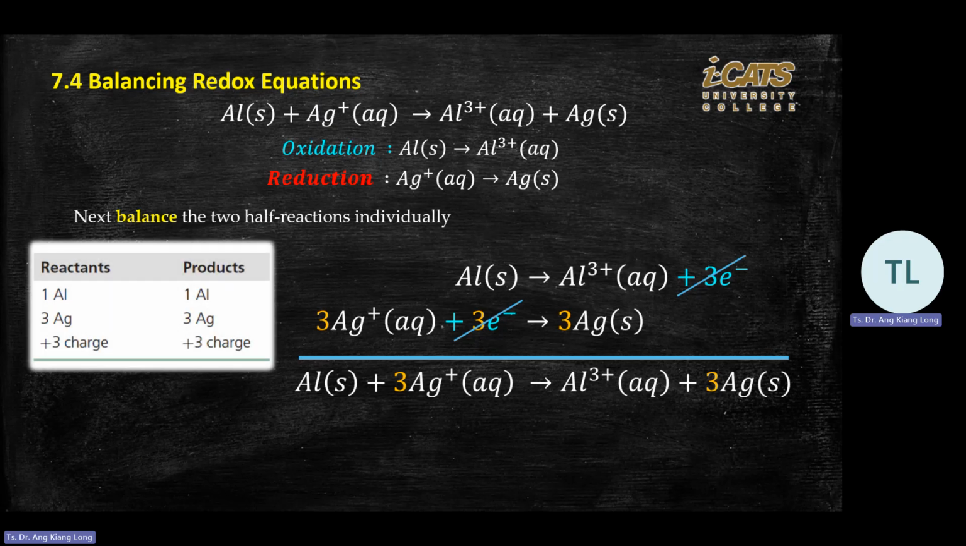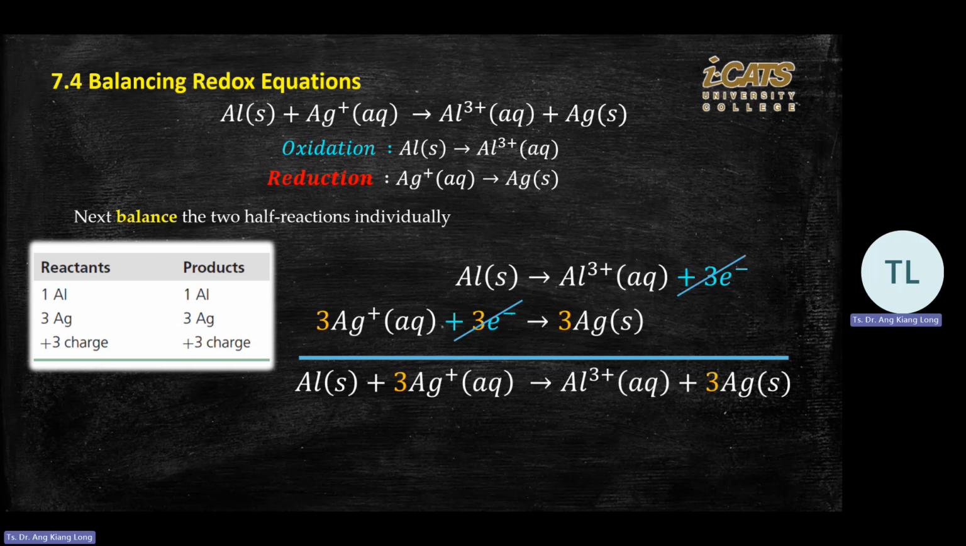Okay. Then the right hand side, this white table is basically just your side check. Meaning what reactants are involved, what is involved in the products. So 1 Al means 1 Al atom on the left, 3 Ag means 3 Ag+, and involves 3 charges, 3 electrons. Okay. The product is also the same: 1 Al, 3 Ag, and 3 electrons involved. Yeah. So this is how you do it.